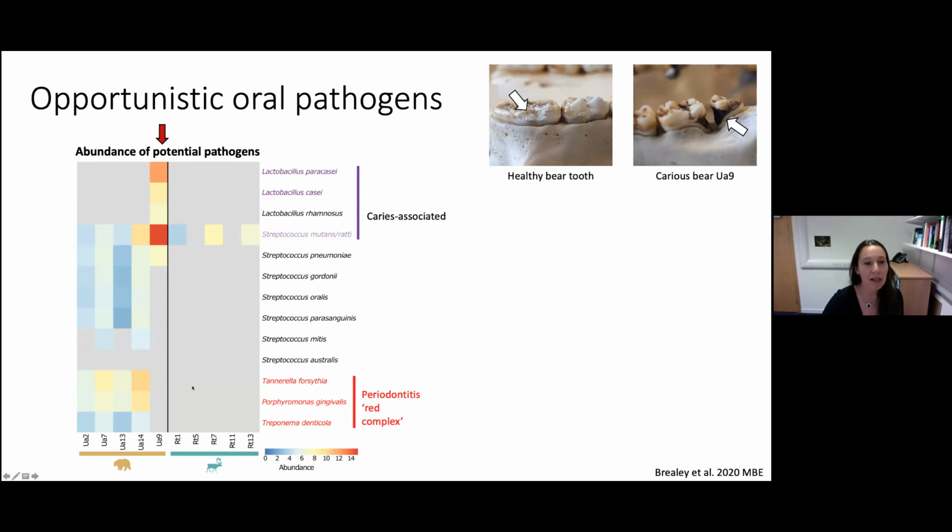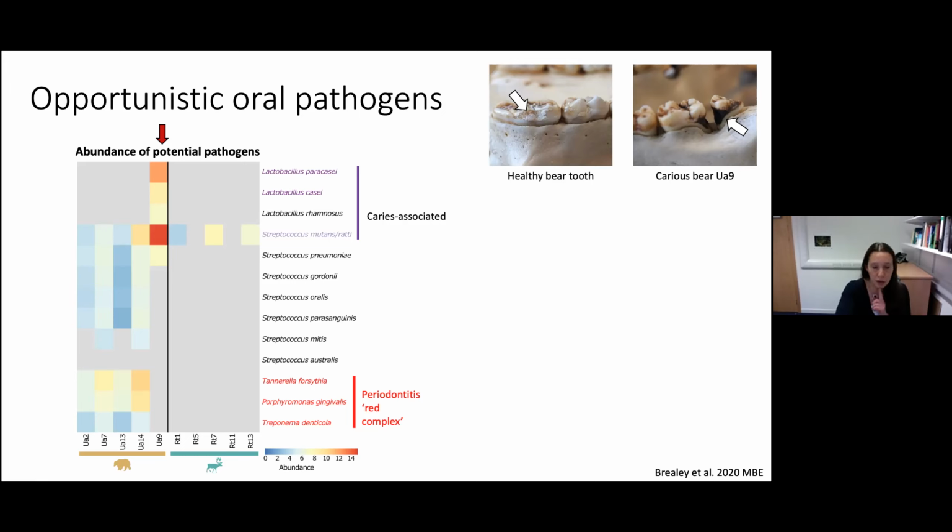Another side note is that we were able to recover pathogens that are classically associated with human periodontitis, so red complex bacteria. But in bears, we didn't observe any indication for health effects. So as suggested for humans, in fact, these bacteria seem to be normal members of the oral microbiome.